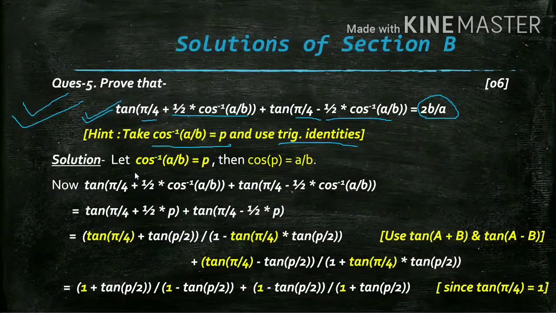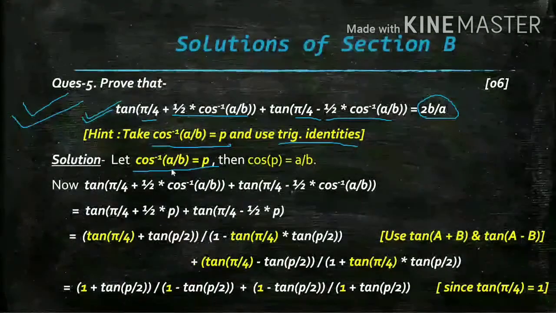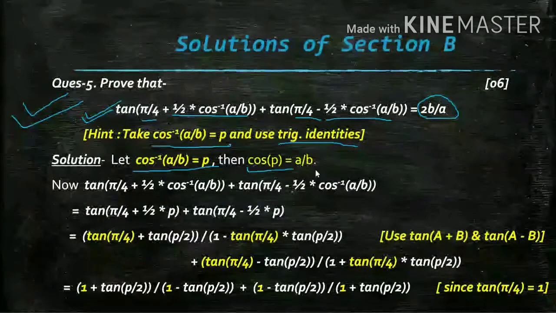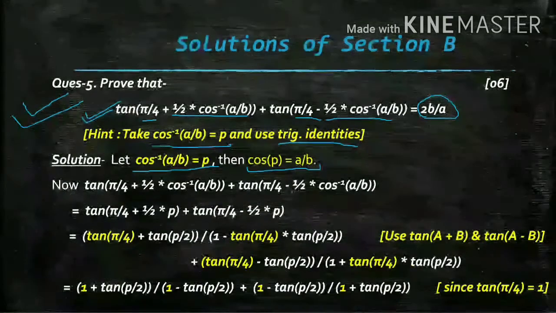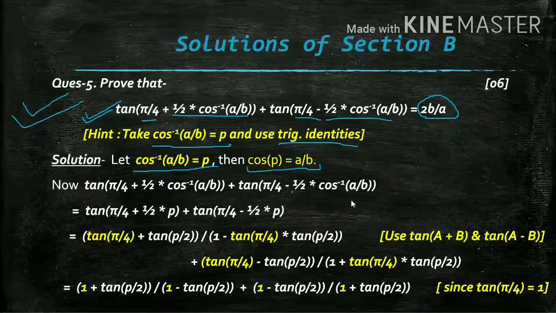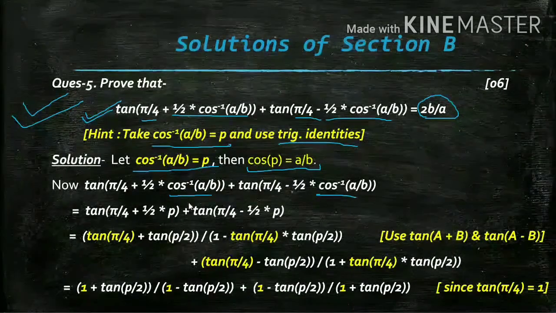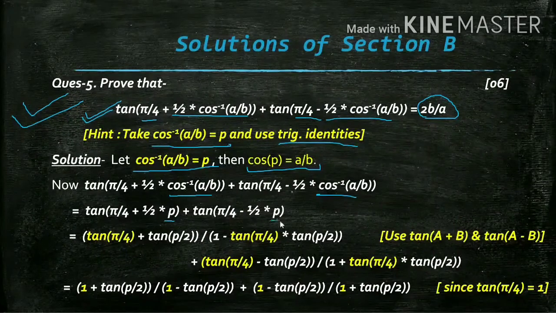Okay, so let me use the first hint: let cos inverse of a by b be p. That means I can take cos on both sides, so cos p would be a by b. Now according to the question, this is given to you. I can replace cos inverse a by b on both sides by p. Now using the formula for tan of a plus b and tan of a minus b: tan of a plus b is tan a plus tan b divided by 1 minus tan a into tan b, plus, what is this?